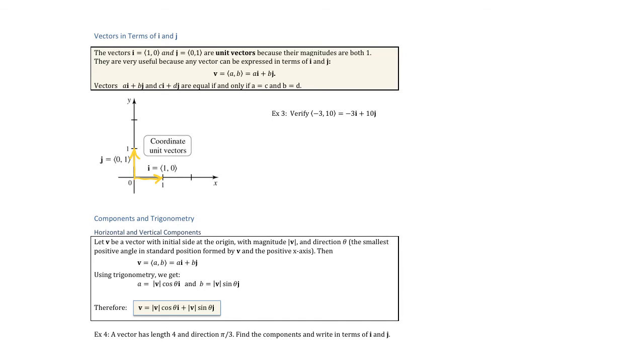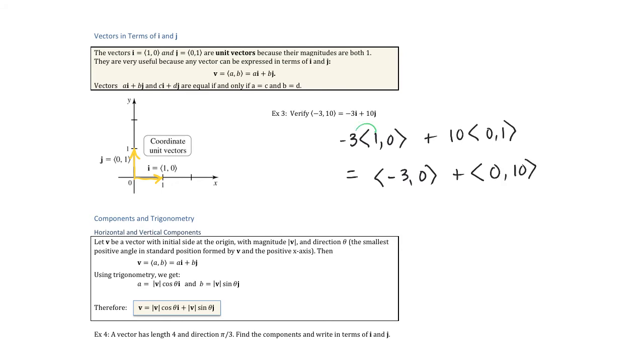So let me just show you. If we took negative 3 times i, and i is the vector 1, 0, and then we multiplied 10 times j, and j is the vector 0, 1. Okay, so what we would get is the vector negative 3, 0, and then we're adding 0, 10 when we apply that multiplication to our vectors. Okay, and then we would just add our x components together, add our y components together, and we have a resulting vector, which is at negative 3, 10.